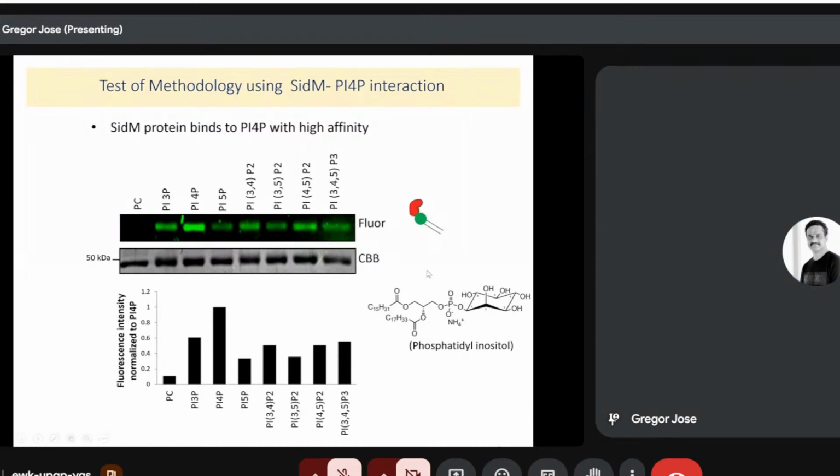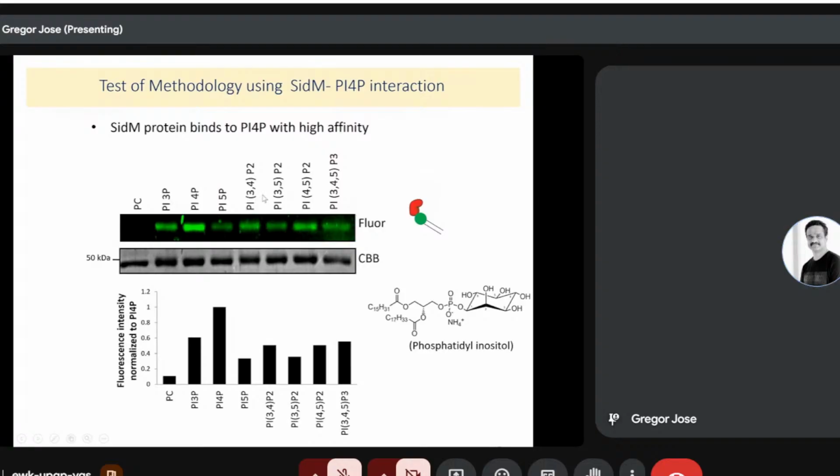For example, if there is a phosphate in the third position, it's called PI3P, that is phosphatidylinositol 3-phosphate. If you have one in the fifth position, it's called PI5P. And if you have two phosphate groups, it becomes PI34P2, PIP2.